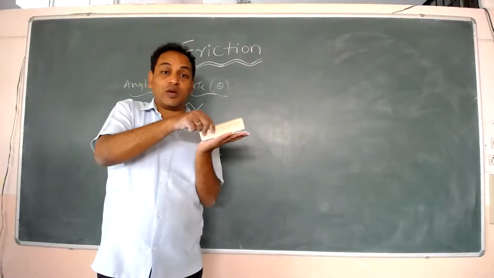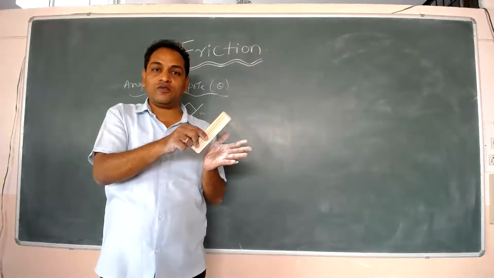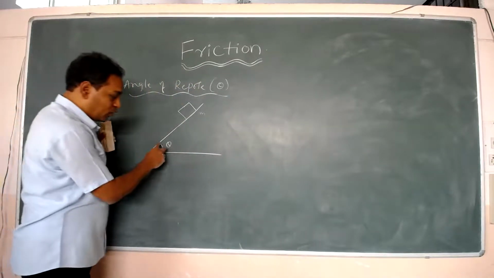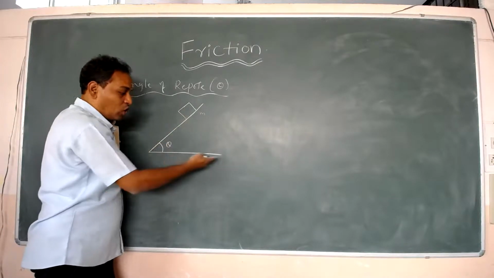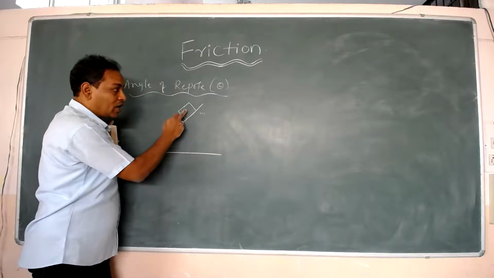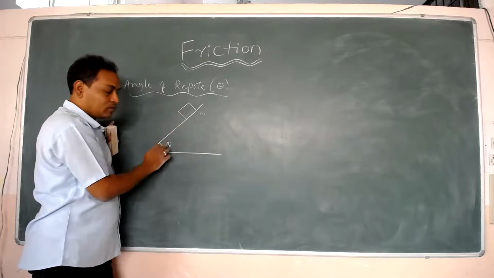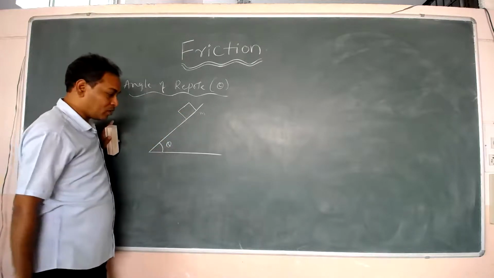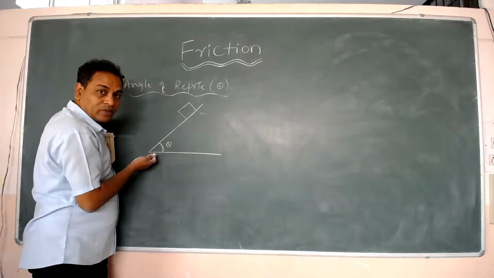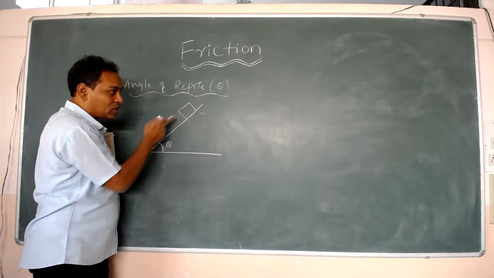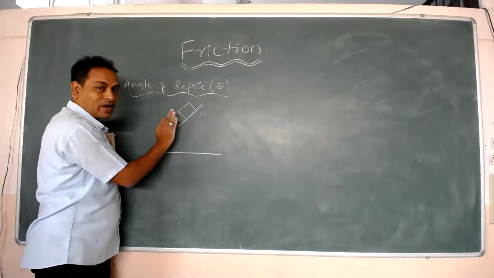So the point at which the body on the surface is just about to move, that angle is called the angle of repose. So angle of repose is nothing but the angle made by the inclined surface with the horizontal, at which the body on the inclined surface is just about to slide. That angle is called angle of repose. Again I repeat, the angle made by the inclined surface with the horizontal, at which the body on the inclined surface is just about to slide, just ready to slide. That means it is not sliding, just about to slide.